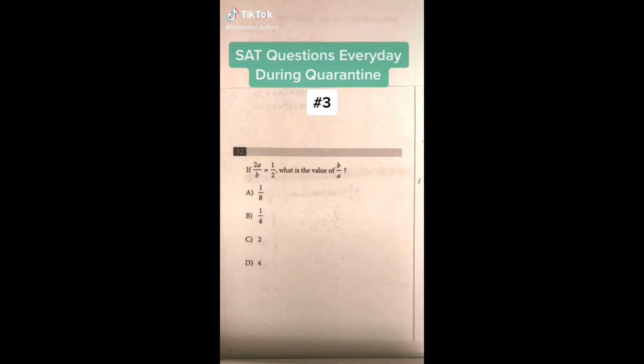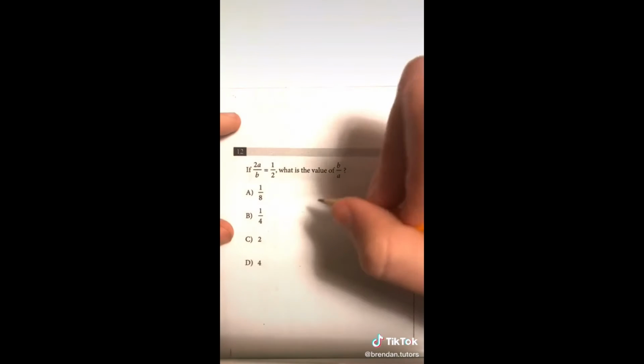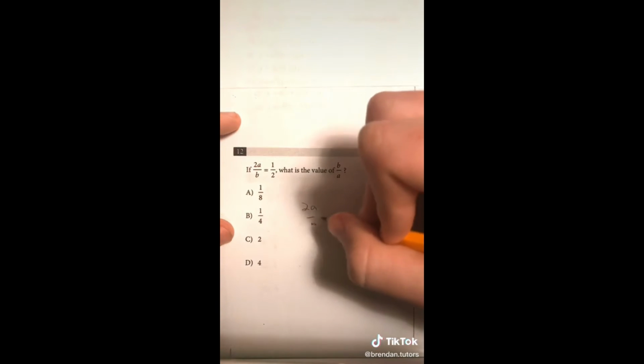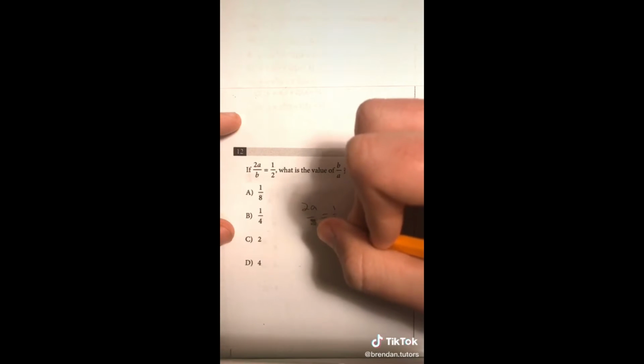SAT questions every day during quarantine, number 3. This problem's asking, if 2a over b is equal to 1/2, what is the value of b over a? So when you have a problem that's asking about a over b, then what you want to do is you first want to divide by 2 in this case, to get rid of the coefficient.